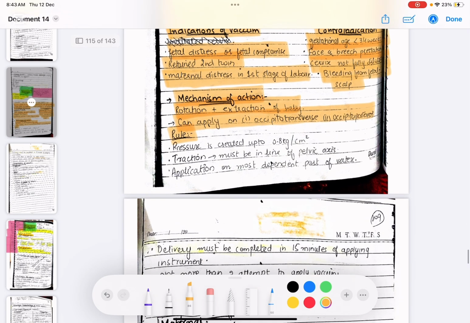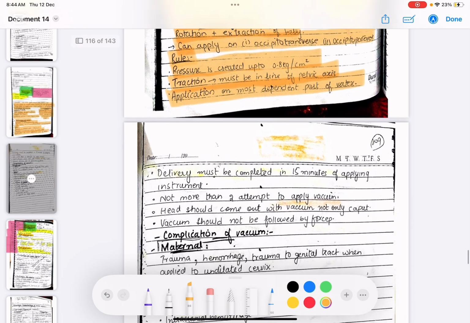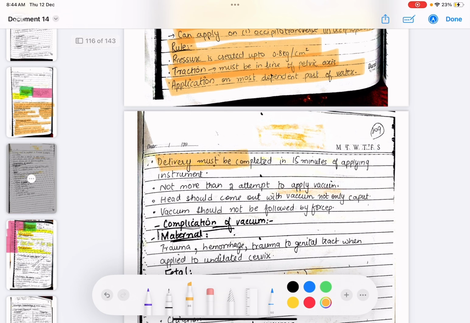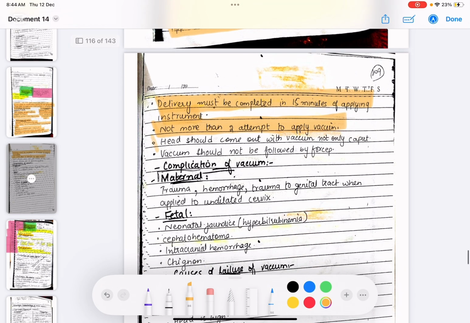The rules are that pressure is created up to 0.8 kg per centimeter square, and traction must be in line with the pelvic axis. Application must be on the most dependent part of the vertex, and delivery must be completed within 15 minutes of applying the instrument, with not more than 2 attempts to apply the vacuum, and the head should come out with the vacuum, not only the caput. Vacuum should not be followed by forceps.